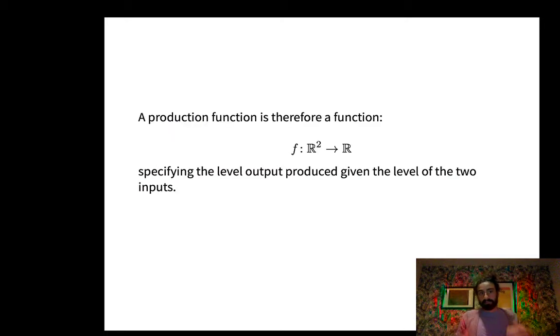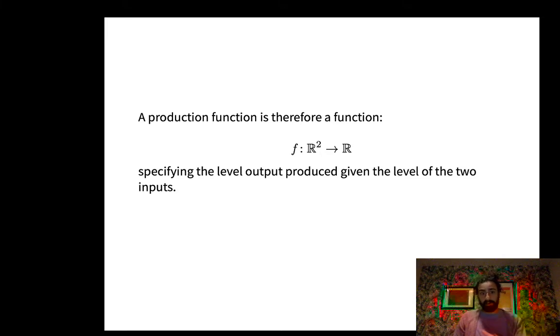So a production function is therefore just a function from R2 to R. So F, our production function, takes a vector in R2. This really should be R2 plus, just positive real vectors. And what is R2 plus? It's a two-dimensional vector, a vector with two positive real numbers. And what do those represent? The amount of capital hired and the amount of labor hired. So it's a vector K and L, where K is the amount of capital, and L is the amount of labor. And it returns a single real number, and that single real number represents the quantity of the output that's produced.